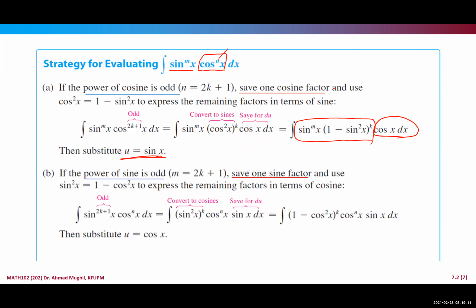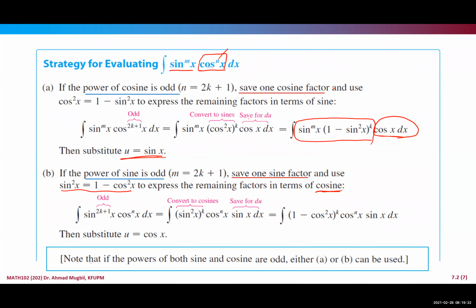If the power of sine is odd, do the same, but this time for cosine. So if the power of sine is odd, you will save one sine factor and then use this identity, then express the remaining in terms of cosine. So this is the same idea that we did in the previous example. Notice that if the powers of both sine and cosine are odd, you can use A or B. If both of them are odd, use A or B, it doesn't matter. Is it clear how to integrate sine to the power m, cosine to the power n?